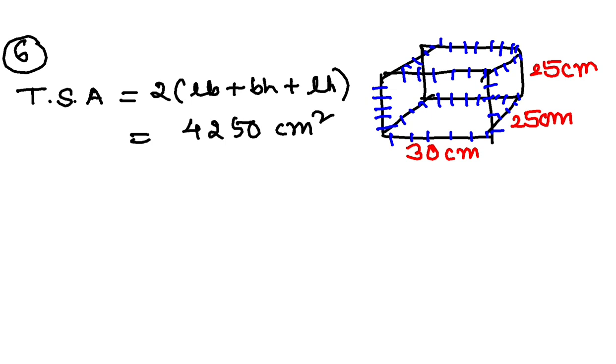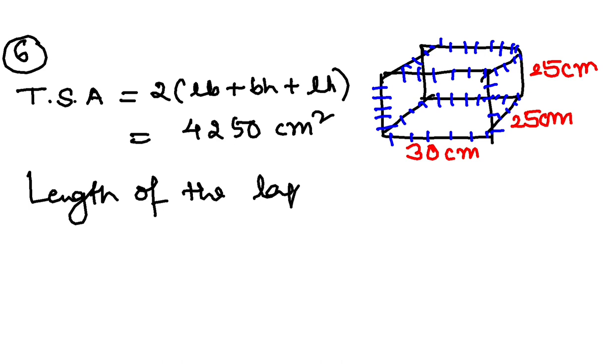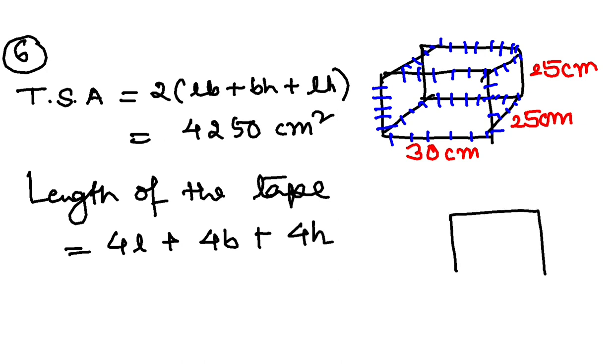So basically there are 4 lengths, front and back, two in front, two in back. There are 4 breadths also, front, side, and division, and heights also. So for the length of the tape, there are 4 lengths, 4 breadths and 4 heights. Okay. If you are not understanding, let me try to explain here.